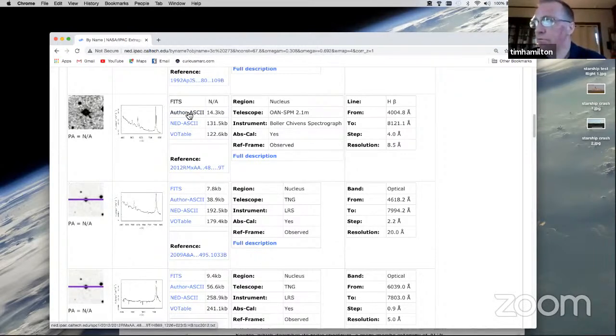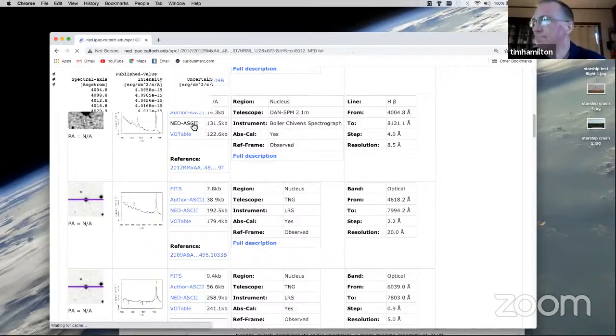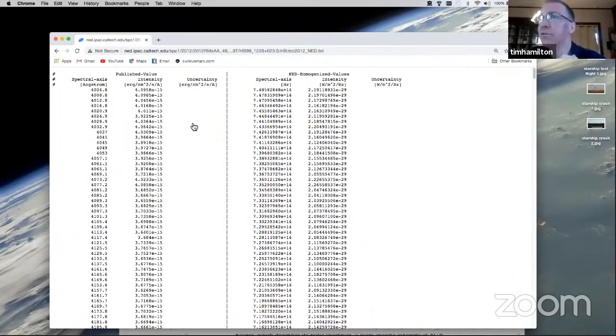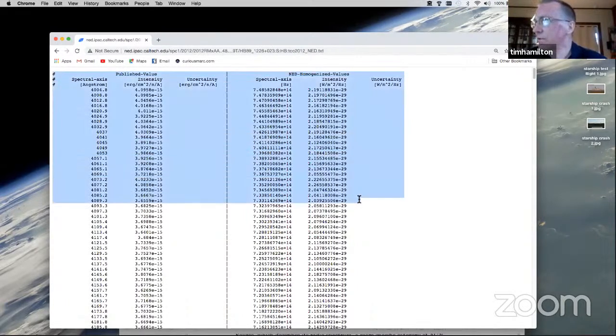Now, the author has supplied it in one format. NED has standardized it in another. Let's use the NED version because we know what that's going to be like. So NED ASCII. ASCII, American Standard Code for Information Interchange, something like that, but it's the basic text format. Now, see what we've got here. It is simply a data table.